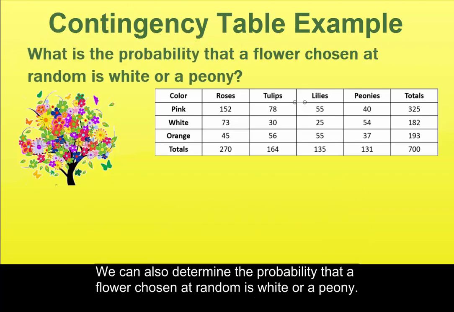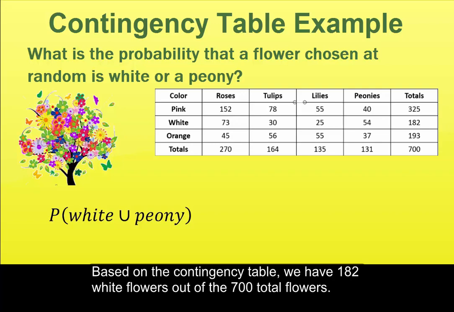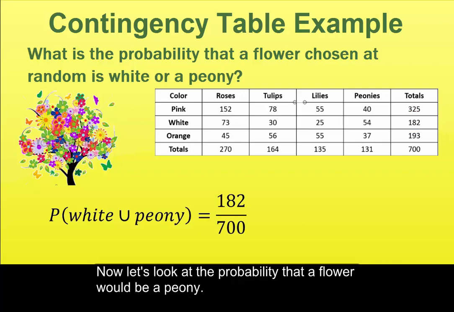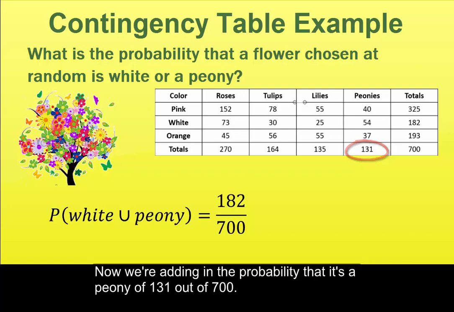We can also determine the probability that a flower chosen at random is white or a peony. So let's first look at the probability that a flower would be white. Based on the contingency table, we have 182 white flowers out of the 700 total flowers. And so that gives us the probability that the flower is white is 182 out of 700. So now let's look at the probability that the flower would be a peony. Based on our contingency table, we have 131 peonies out of 700 flowers. And so now we're adding in the probability that it's a peony of 131 out of 700.